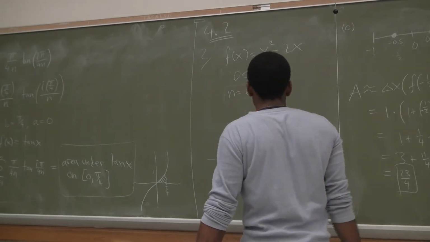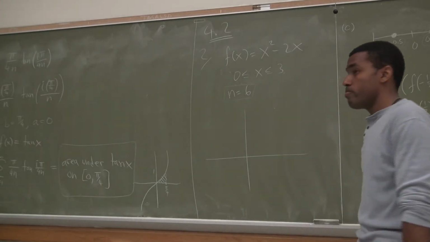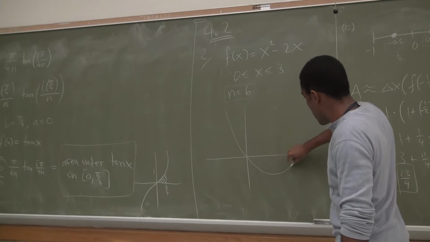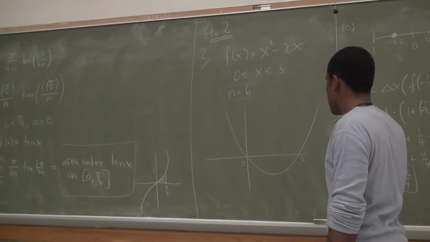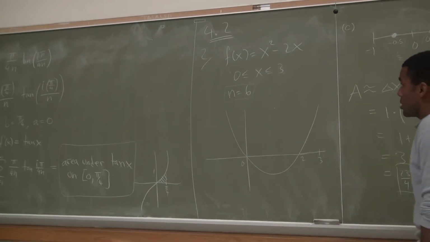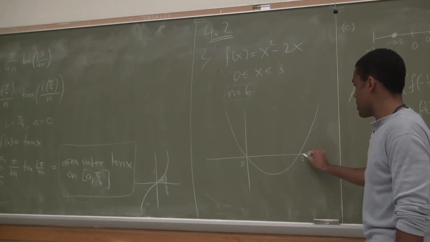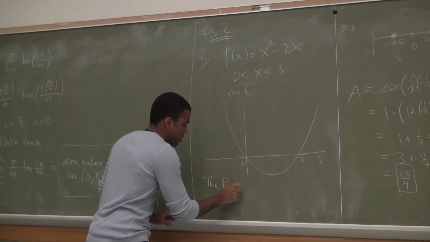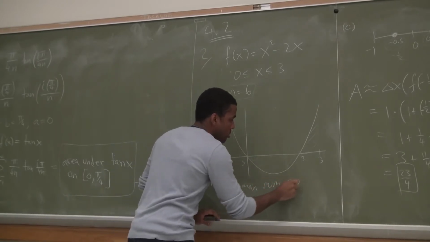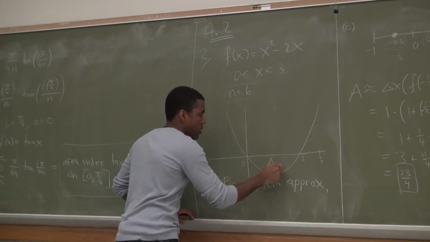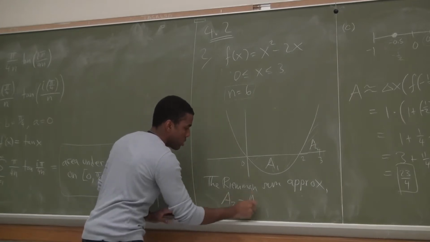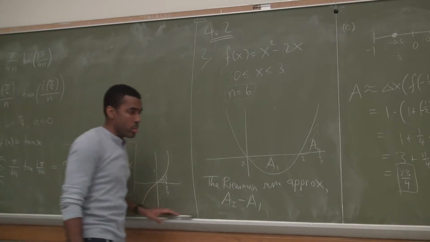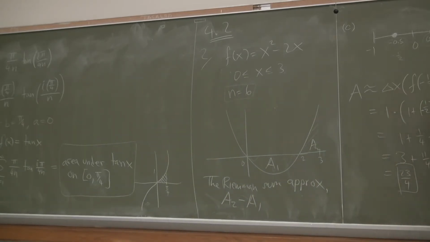Well, if you graph this, what does x squared minus 2x look like? It's a parabola that goes through 0 and 2, and we want from 0 to 3. So basically this Riemann sum is approximating this area. If I call this A1 and that A2, the Riemann sum approximates A2 minus A1. It gives you the net area under the curve.